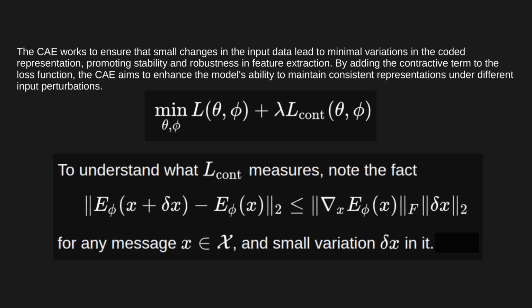The CAE works to ensure that small changes in the input data lead to minimal variations in the coded representation, promoting stability and robustness in feature extraction. By adding the contractive term to the loss function, the CAE aims to enhance the model's ability to maintain consistent representations under different input perturbations.